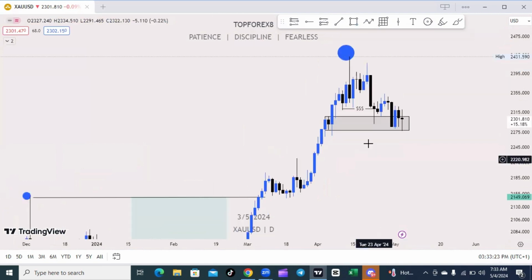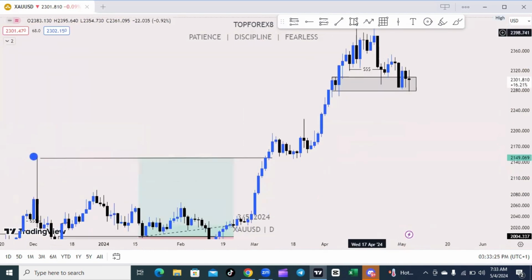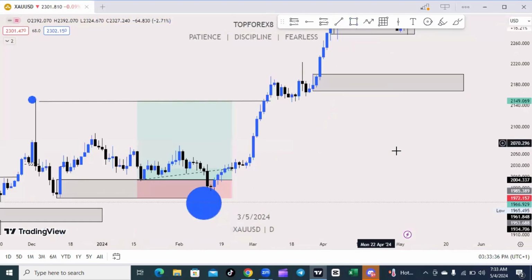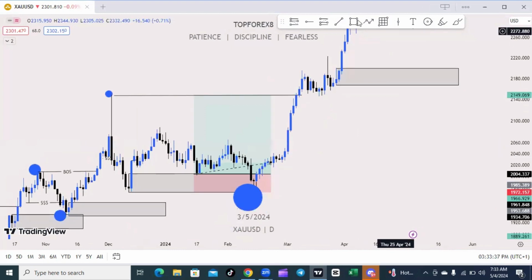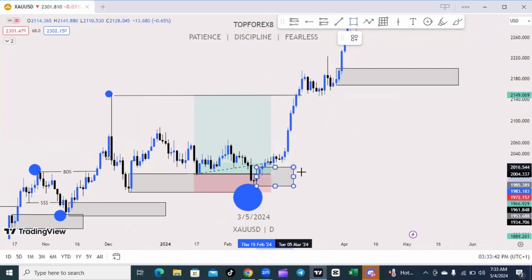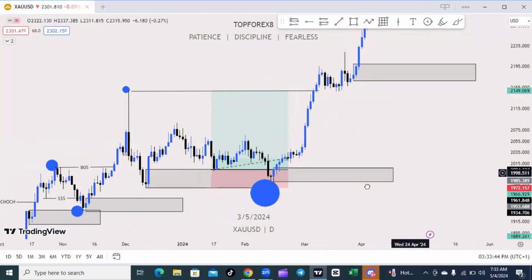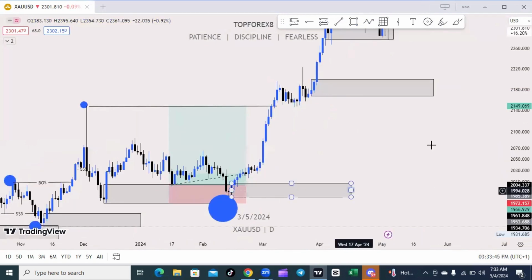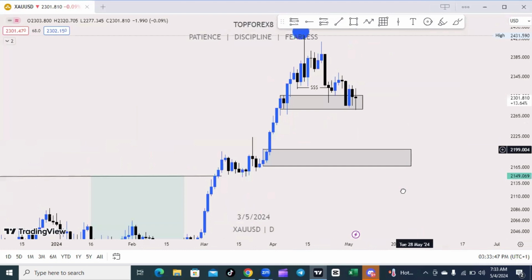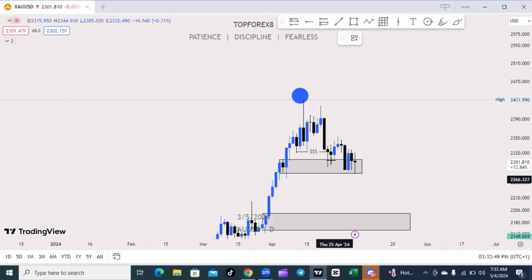We have a breaker block there. And we kind of have a breaker block here also. And then extreme, which is extreme, right? So in all this place, all you are waiting for is the market to get there and do a change of character.